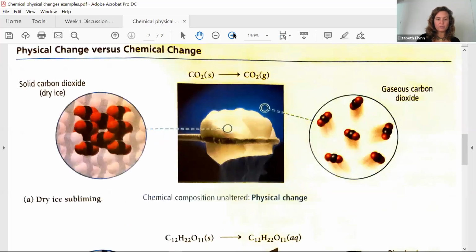So here's an example of one, right? Dry ice subliming, the sublimation of dry ice. Here's solid carbon dioxide, which is dry ice, subliming, meaning directly changing from solid to gas, over here. It's still carbon dioxide, right? These carbon dioxide molecules, like we saw before, CO2, are the same as carbon dioxide molecules over here, CO2. So this is a physical change.